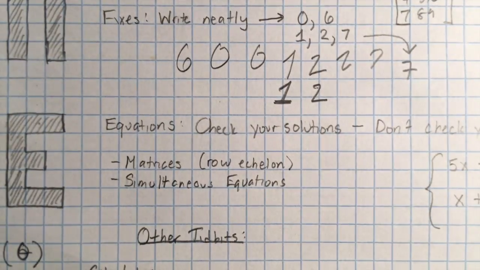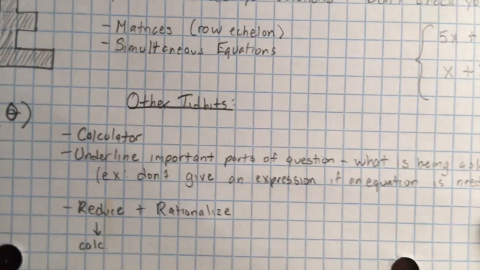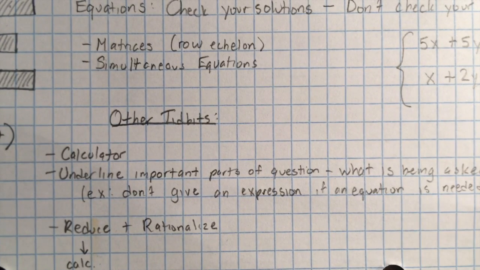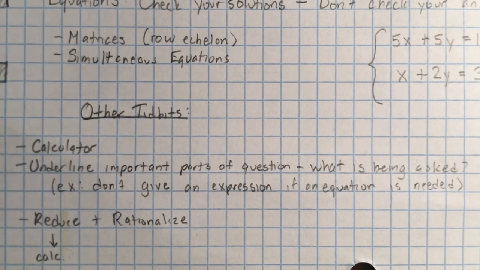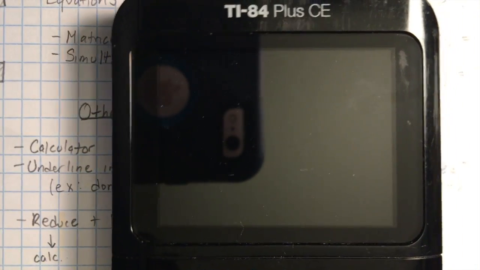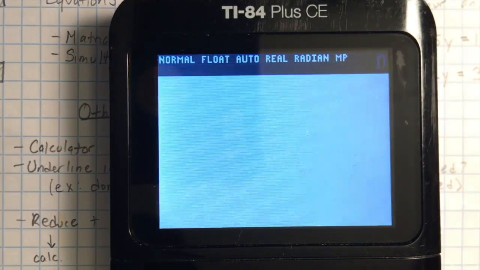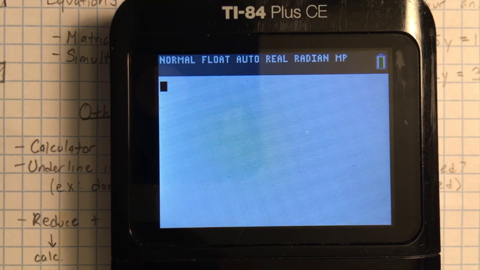Okay, some other tidbits. Here's some stuff. The calculator. They're awesome, but only if you feed them the right information. So let's say I have my graphing calculator here. Now, let's say I was typing in the number 125.